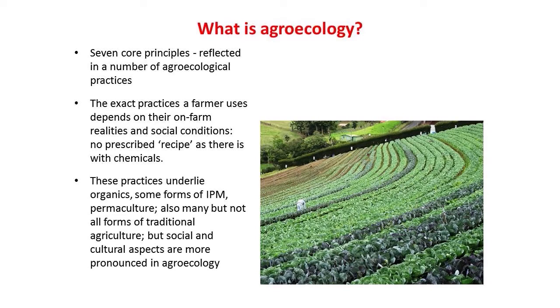I get asked, where does organic agriculture fit with this? What about IPM? Agroecological practices underlie organics, some forms of IPM, those that actually work with the environment, permaculture, and some forms of traditional agriculture, but not all. But while all of these systems use agroecological practices, it's really only agroecology that brings forward the social and cultural aspects of food production and food security, which are actually really critical to the survival of rural communities and all communities, in fact. And so these are really pronounced in agroecology.